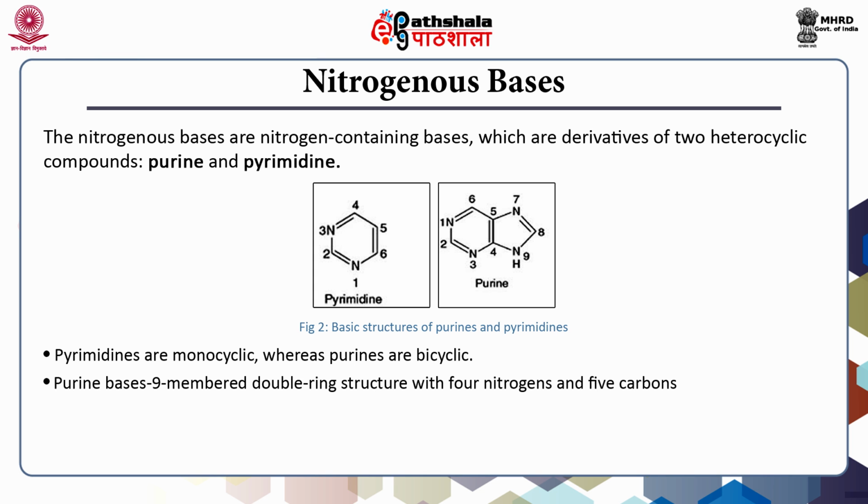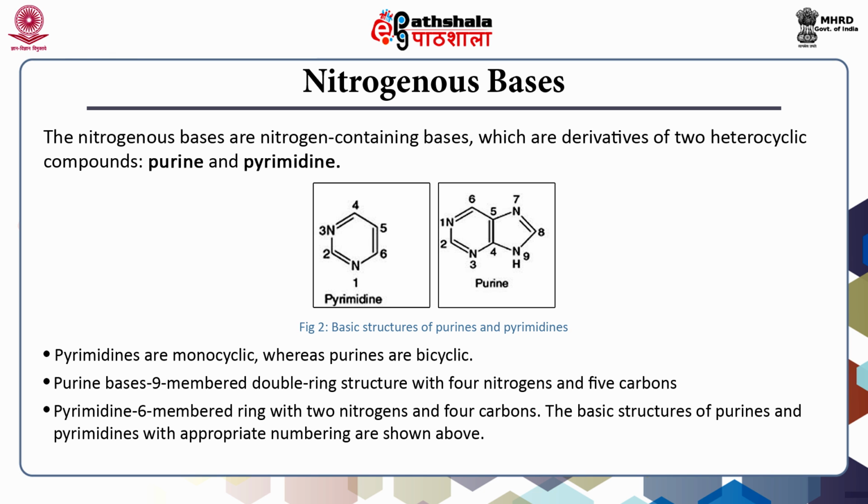Purine bases are composed of a 9-membered double ring structure with 4 nitrogens and 5 carbons, while pyrimidine bases are composed of a 6-membered ring with 2 nitrogens and 4 carbons. The carbon and nitrogen atoms in purines and pyrimidines are numbered based on the convention which is shown in the figure. The basic structure of purines and pyrimidines remains the same with some modification.